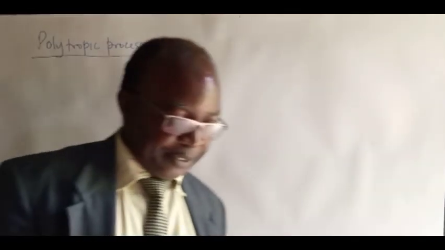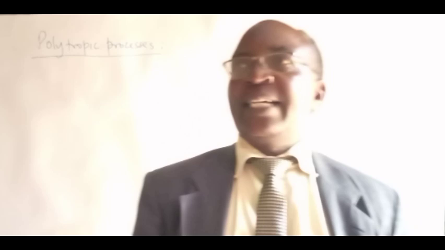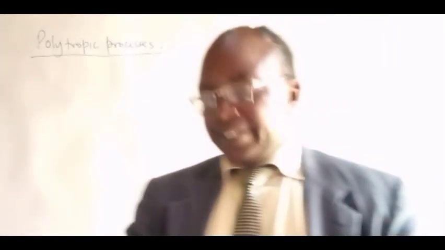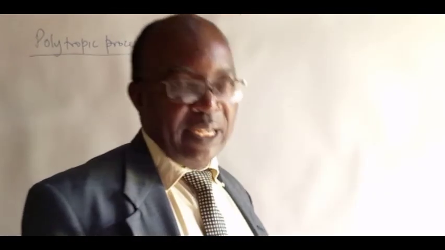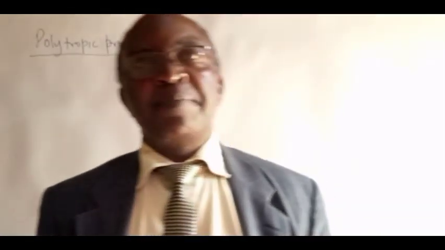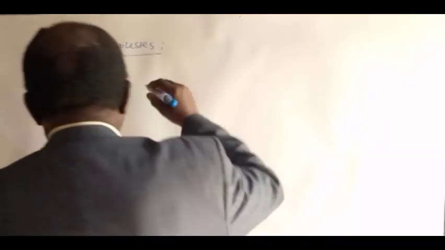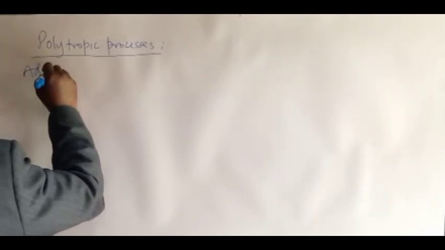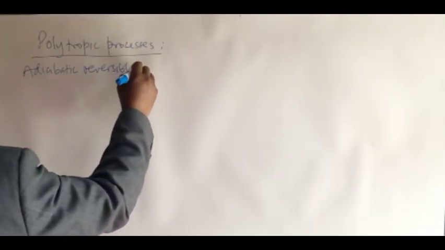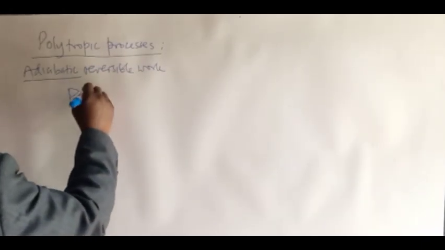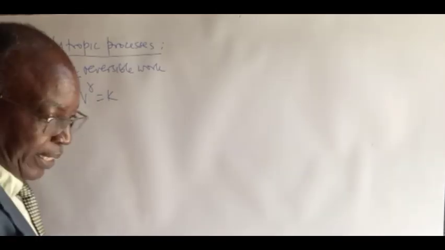Just to remind ourselves, before we come to the gist of the matter, remember we did discuss adiabatic reversible work. If you look at the earlier lectures, we have lectures on adiabatic reversible work. And we came up with the expression for work for that particular process, for adiabatic reversible processes. We came up with the expression PV^gamma is equal to a constant.